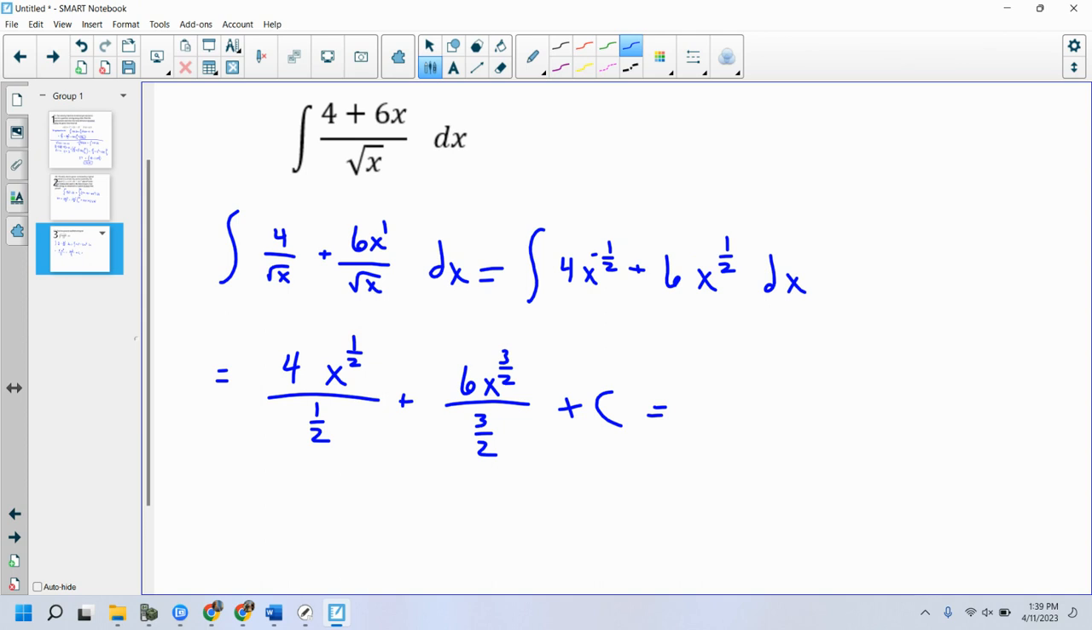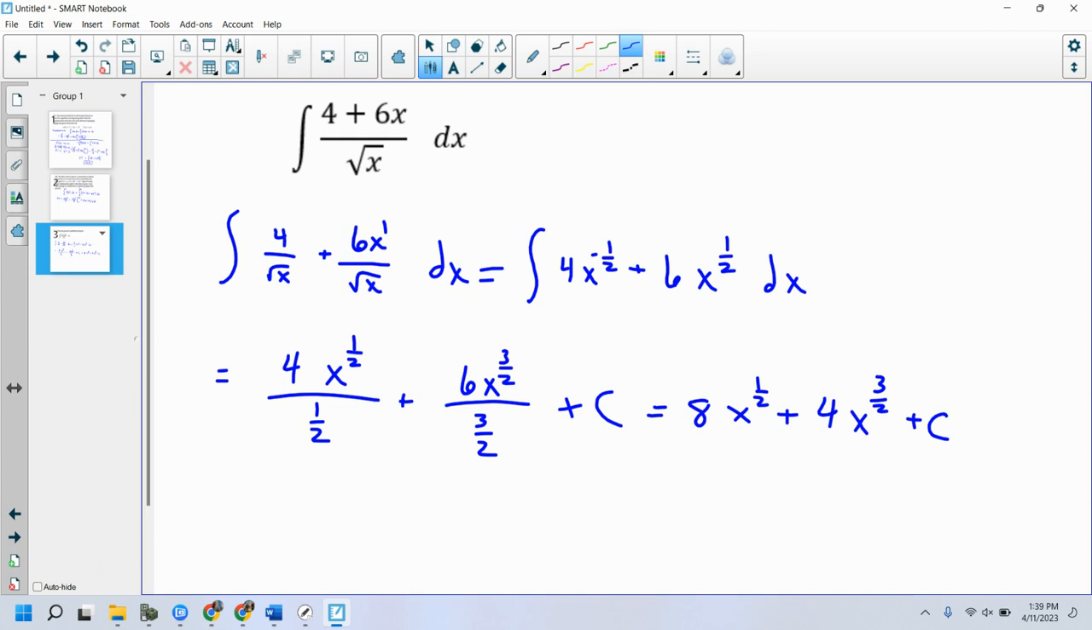All right, so 4 divided by 1/2 is 8x to the 1/2, plus 6 divided by 3/2. So that would be 6 times 2/3, or 12 over 3, which is 4. 4x to the 3/2 plus c. Now, I would accept that as an answer.